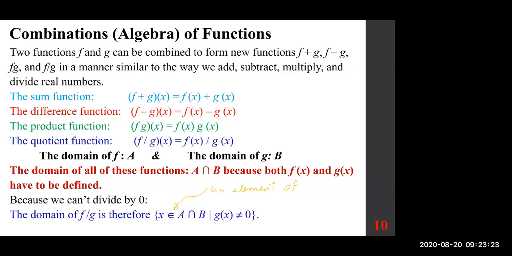For the last one, because we are looking at f of x over g of x, g cannot be 0. So we want to be very careful of that. All right, so let's move on to the next example, class.